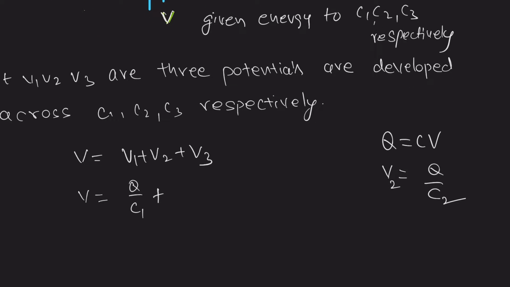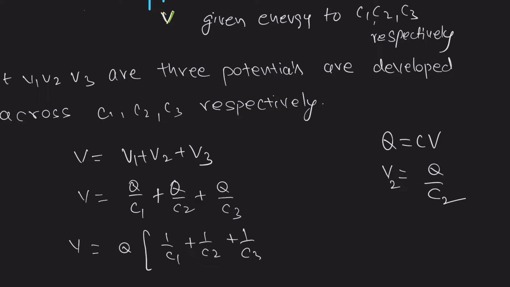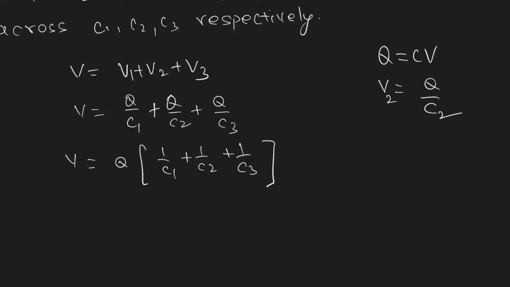So here V2 is equal to Q by C2. Similarly, V3 is equal to Q by C3. So Q is common in all the terms, then we get 1 by C1, 1 by C2, 1 by C3. Now Q, bring it to the other side, then it becomes V by Q, that is equal to 1 by C1 plus 1 by C2 plus 1 by C3.